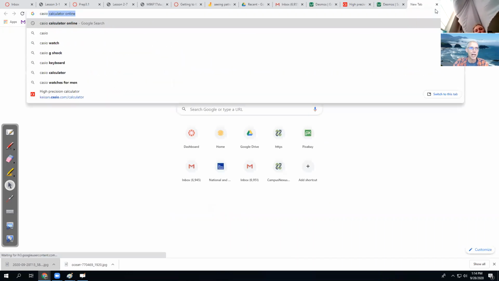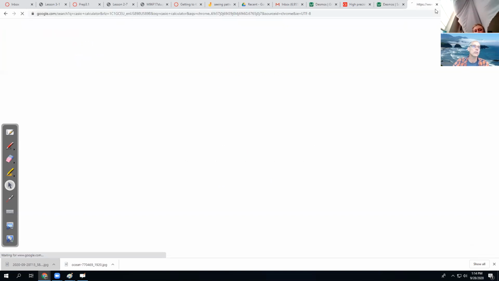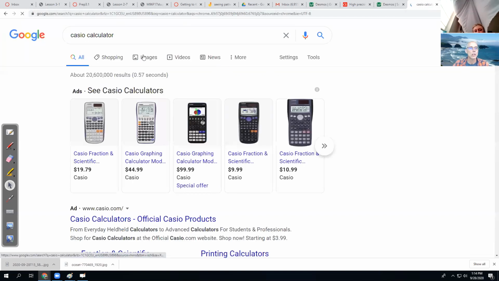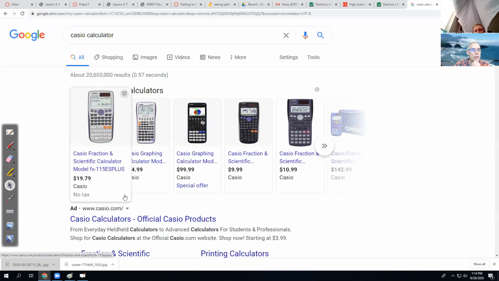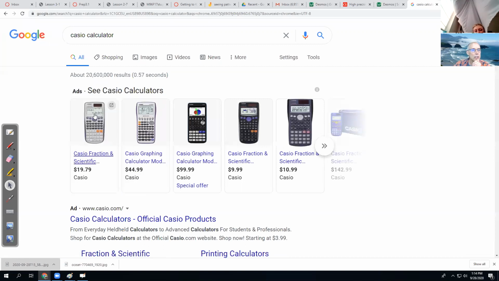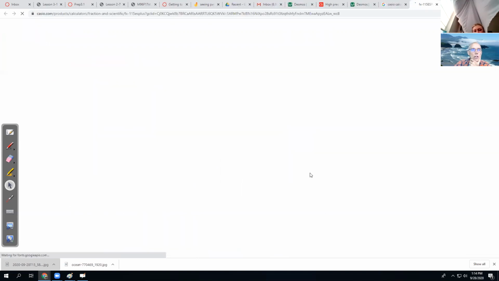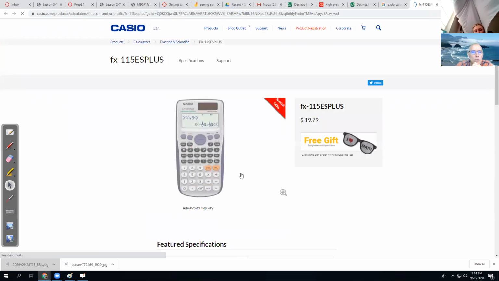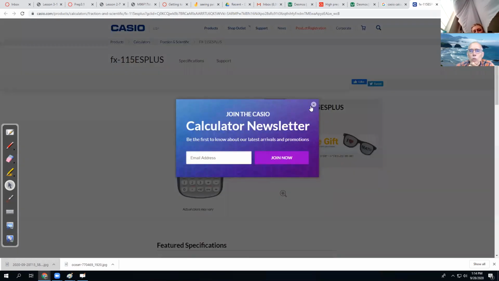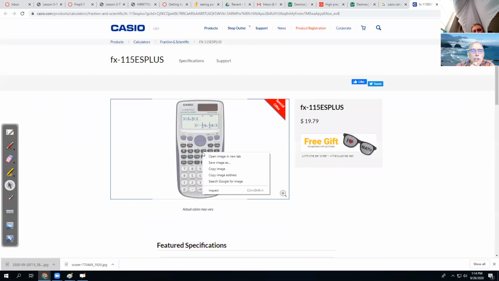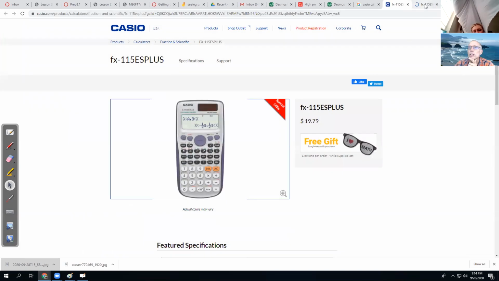So let me look up a Casio calculator, not mine though, and get an image. Okay, does it look like any one of these here? Yes, that one. This one here? Casio fraction and scientific. Okay. So will they give me a nice big picture? Okay, so on this one, oh, I don't want to join. Can I open that in a new screen?